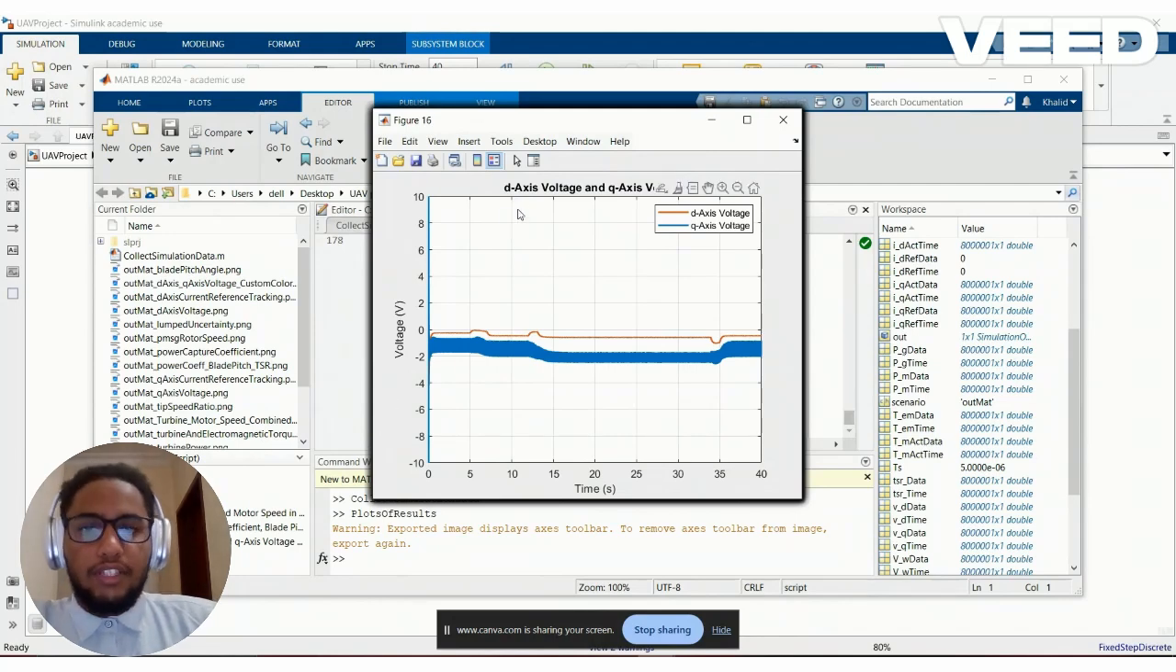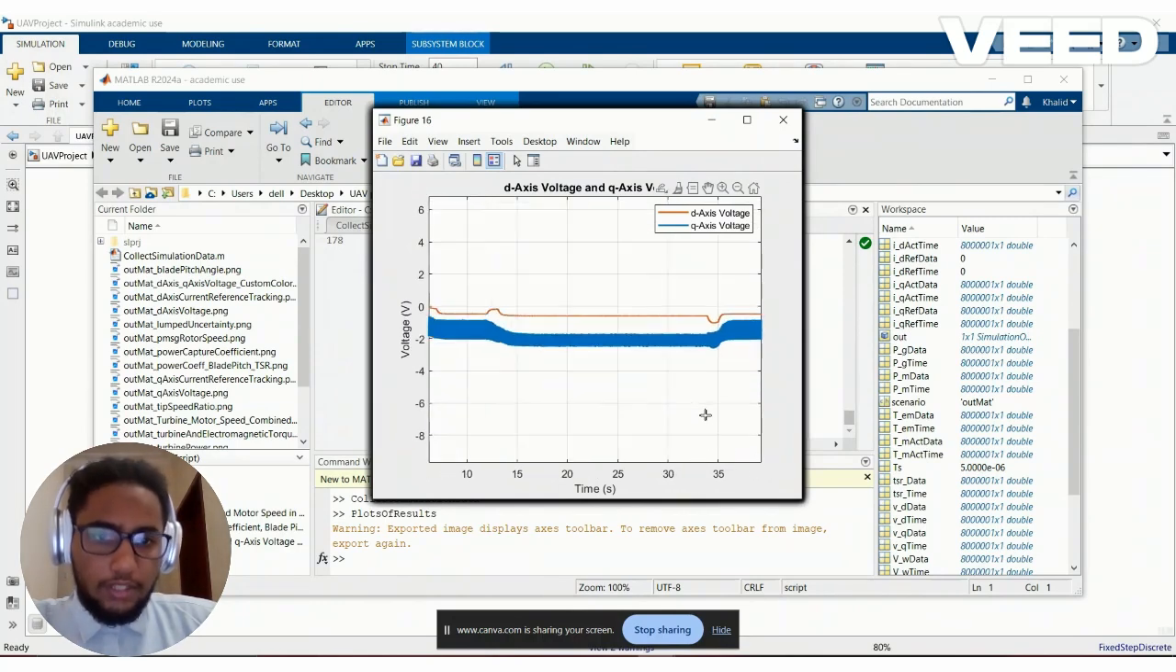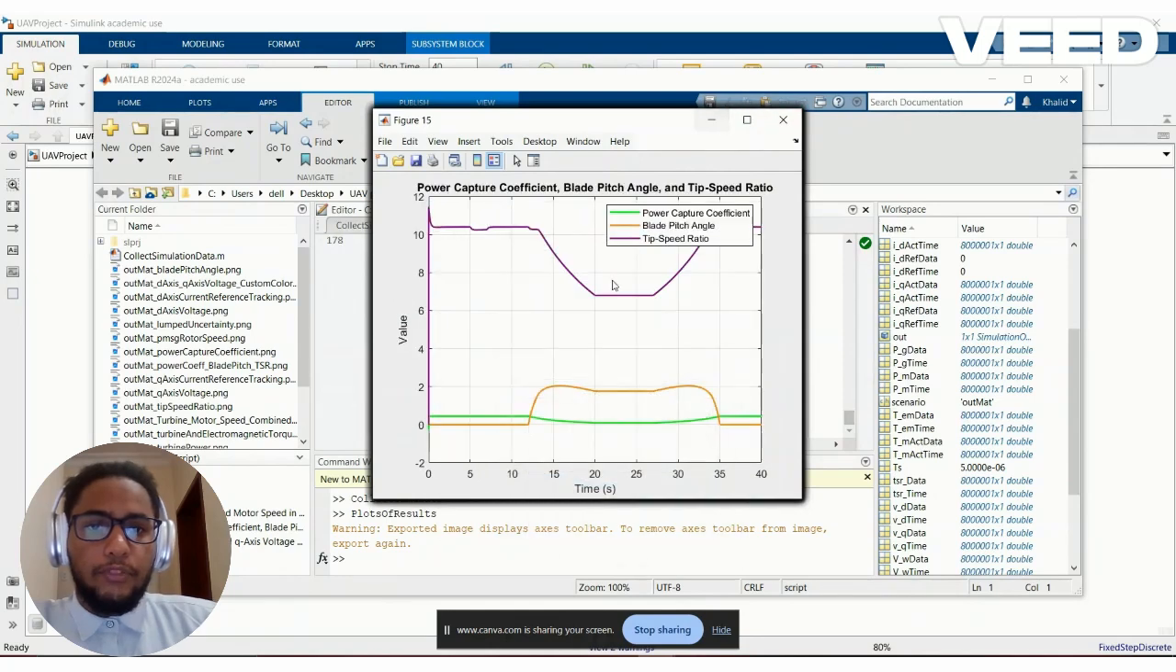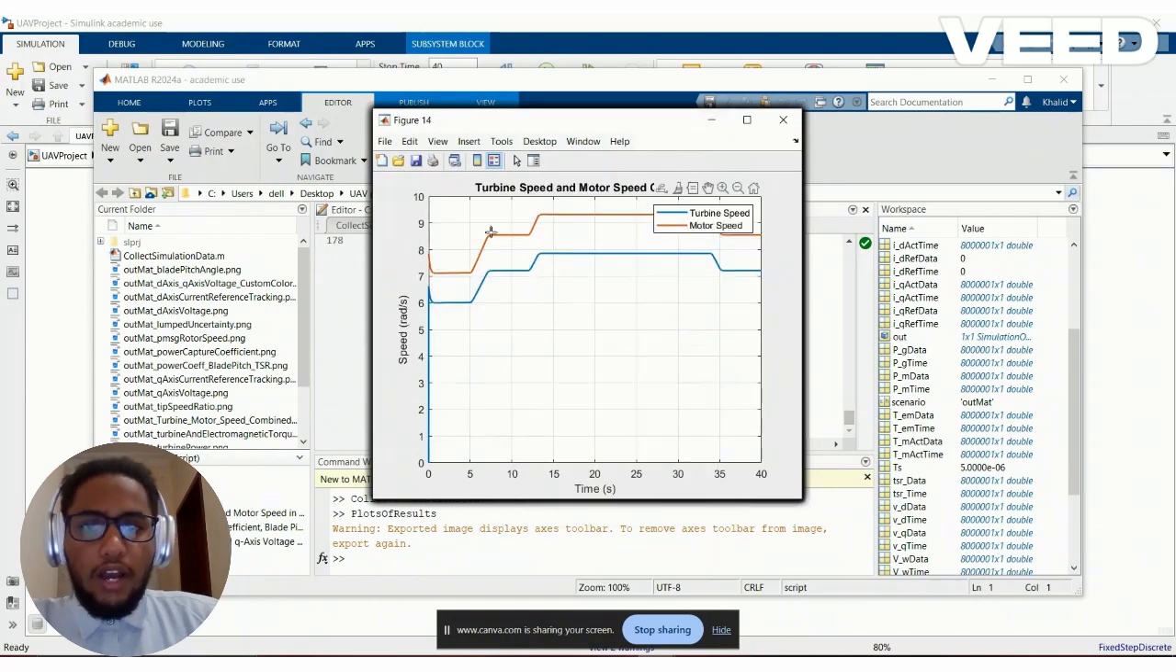Here we have the d-axis voltage and q-axis voltage. As you can see here, it evolves in time for 40 seconds. And here we have the power capture coefficient with the blade pitch angle and the tip speed ratio. The power coefficient is small, between 0 and 1. And we have the turbine speed and the motor speed.